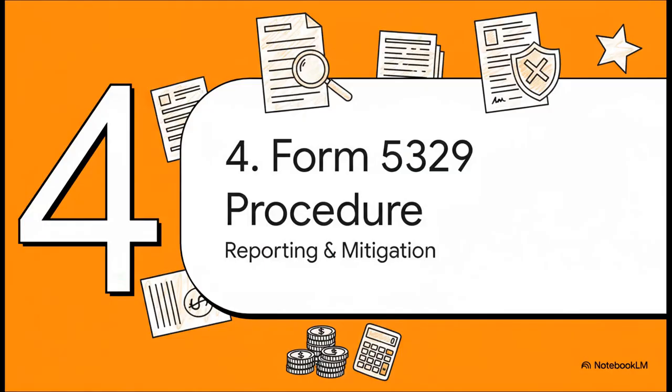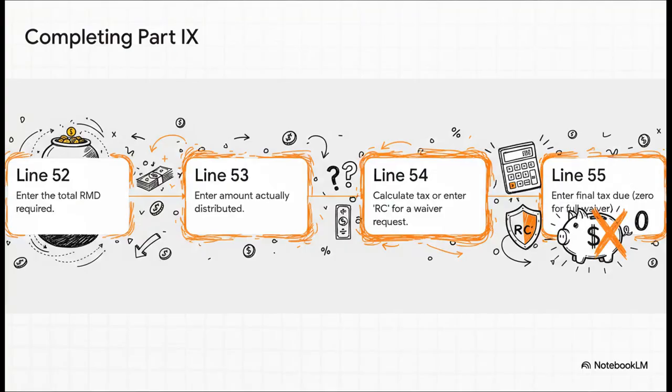All right, let's get into the practical side of things, the paperwork. Form 5329 is the mandatory vehicle for all of this. It's how you report the shortfall, how you pay the tax, and how you request a waiver. It's all done on this one form. Part 9 of the form is where all the action happens. Line 52, that's where you put the total RMD that was required. Line 53 is what was actually taken out, which of course could be 0.